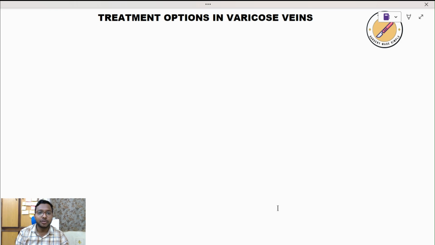So firstly, we are going to see the treatment options in varicose veins. I'm not going to explain each and every treatment option. We are just going to have an overview of all the treatment options available in varicose veins.